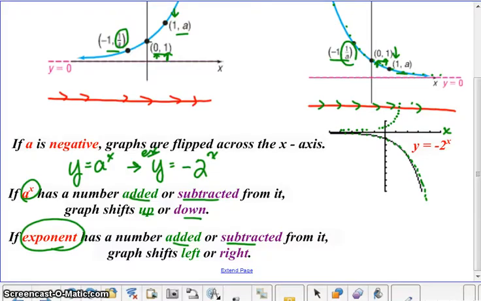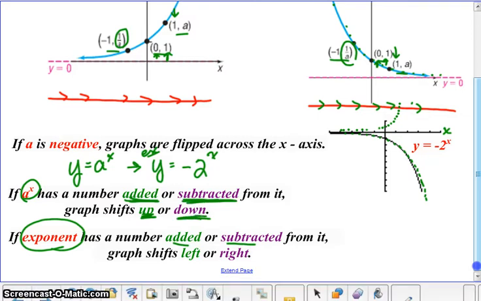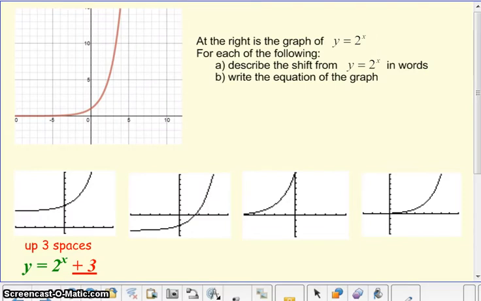And I wrote that into your notes with some blanks for you to fill in. If a to the x, that entire function, has something added, we move up. If it has something subtracted from it, we move down. Now if I'm talking simply about the exponent, a number added to it shifts to the left, like you saw on the graph a second ago. If it has something subtracted from it, it shifts to the right, like you just saw on the graph. These are kind of the basic essentials of graphing to help us so that now I can take a look and see what's going to happen.